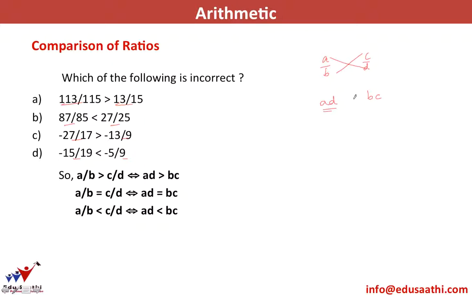If AD is greater than BC, then your original ratio A over B is greater than C over D. If AD is less than BC, that means A over B is less than C over D. And if the product AD is equal to BC, that means A over B is equal to C over D, so the two ratios are equal. This is an easier way of solving the question because multiplying is a lot easier than dividing. So you can follow this rule to find out these questions.